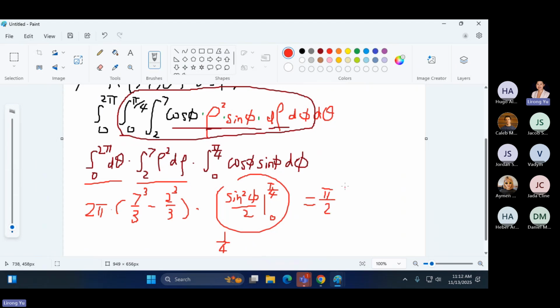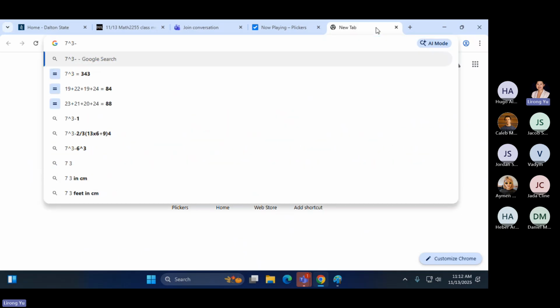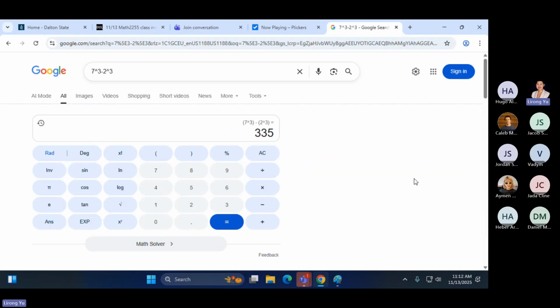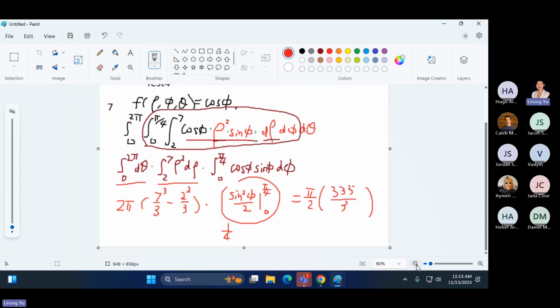Pi over 2 times, over here, it would be 7 to the power 3 minus 2 to the power 3, which will give us 335. So it will be 335 over 3. Yeah, that's pretty much it. So 335 pi over 6. That would be it. Any questions? So this is one version of question 7.